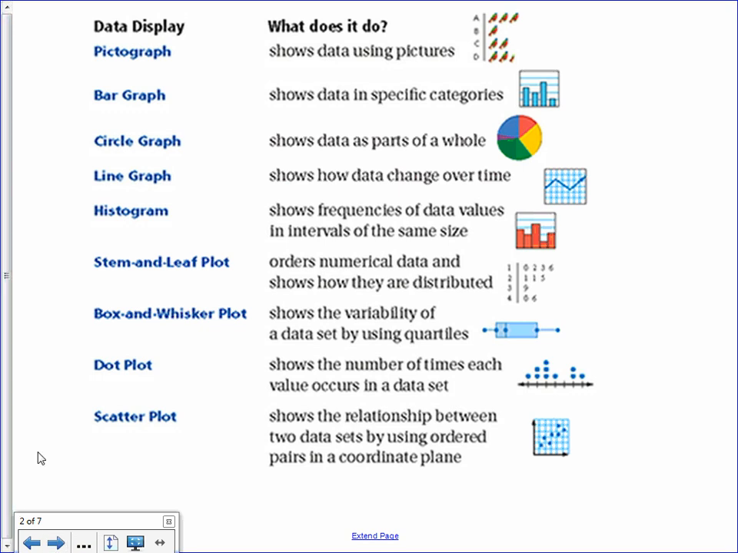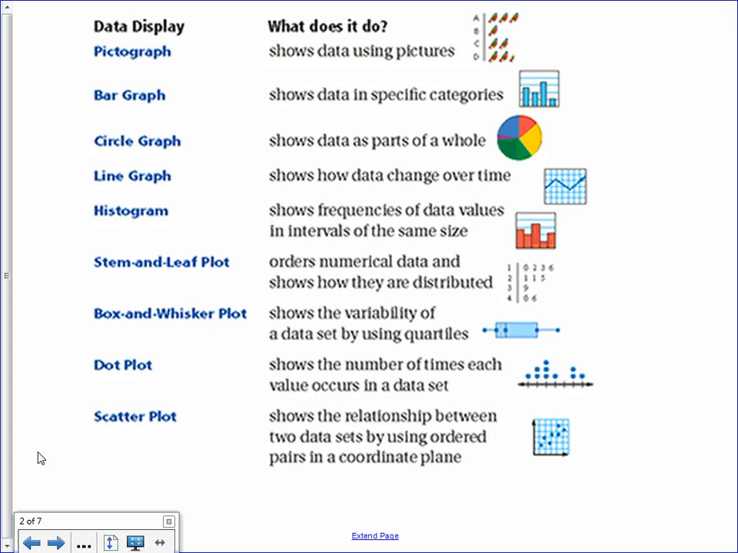So this is going to be the most important page of this whole section. Okay, you're going to want to know the information on here. A pictograph shows data using pictures. Okay, so it's helpful if you want your data using pictures, but it is only helpful as long as the pictures that are shown are all the same size.